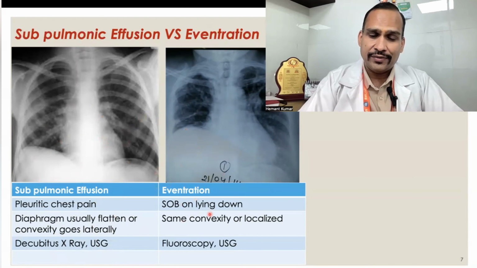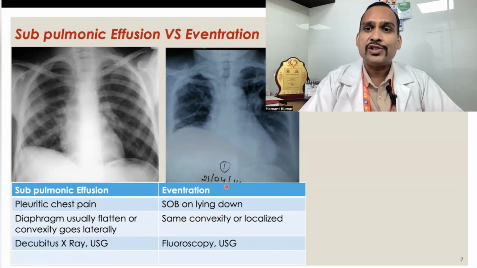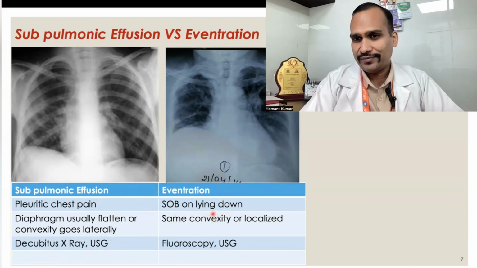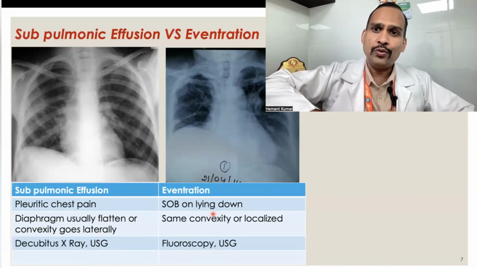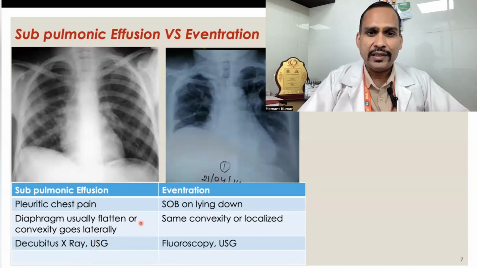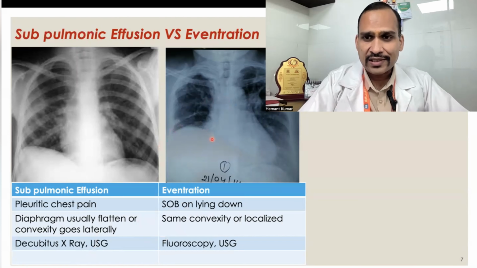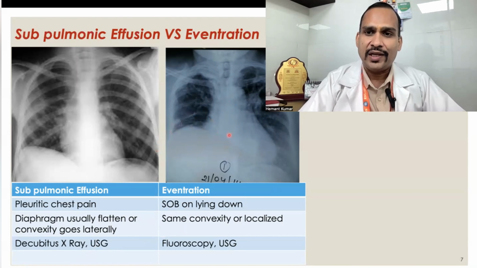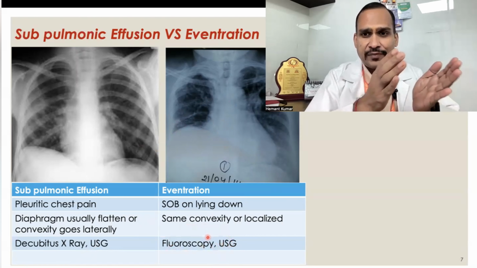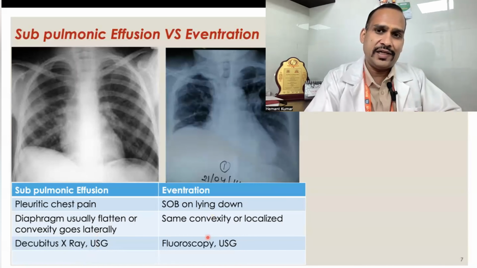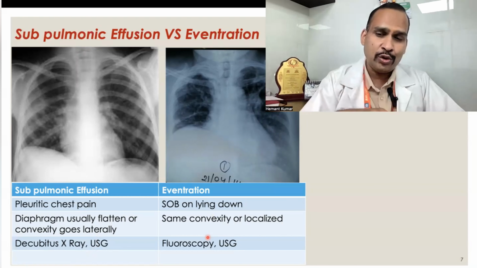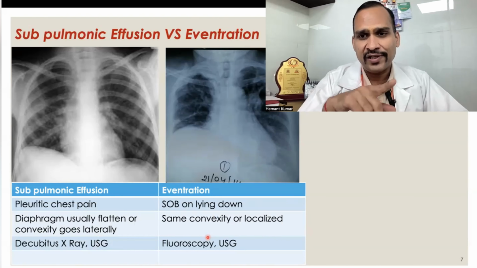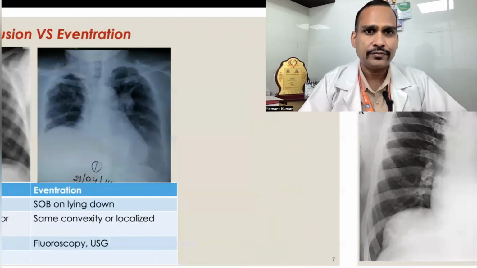While in eventration, the patient will have shortness of breath in the lying down position. Why? Whenever there is a lying down position, diaphragm will go up, and you can see the convexity is the same as a normal diaphragm. And how to diagnose? By fluoroscopy and ultrasound. So this is how we can differentiate clinically as well as radiologically. But radiologically only, differentiation is difficult.